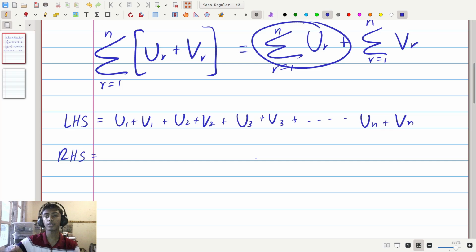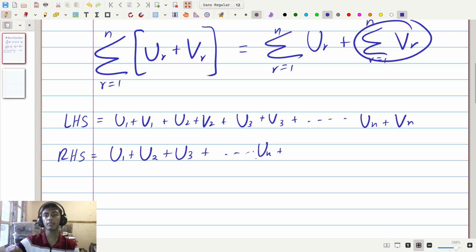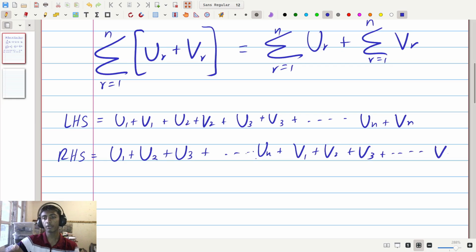Now considering the right hand side, what we would have is all the sums of u of r for all of these values of r, which is going to be u of 1 as we saw earlier, plus u of 2 plus u of 3 plus dot dot dot all the way up to u of n, and then we need to have the sum of all the terms of v of r for those same r's. So that's going to be v of 1 plus v of 2 plus v of 3 plus and so on all the way up to v of n.